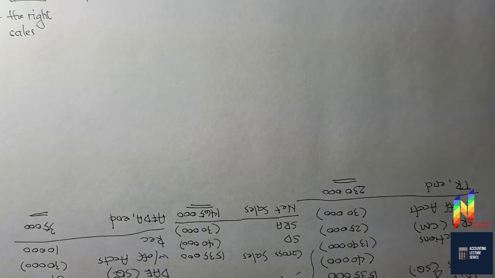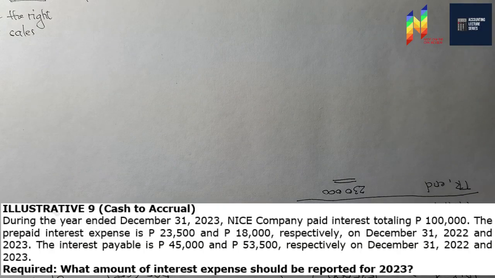Next, punta tayo sa illustrative problem number 9. So, during the year ended December 31, 2023, Nice Company paid interest totaling 100,000. The prepaid interest expense is 23,500 and 18,000 respectively on December 31, 2022 and 2023. Interest payable is 45 and 53,500 respectively as well at the beginning and at the end.